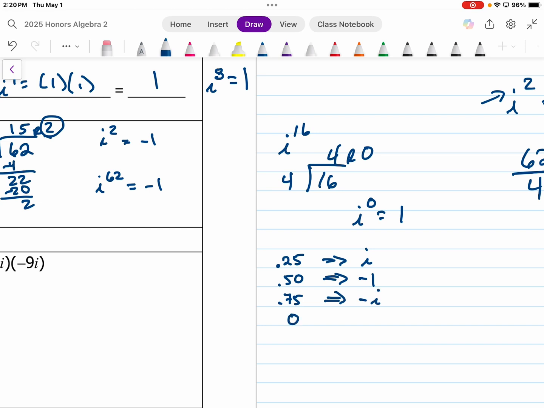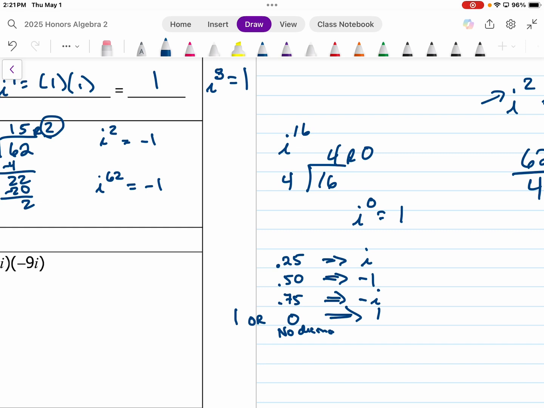If it comes out to be a whole number, so there's no decimal, then I am 1. Depends on how you want to phrase that. Does it divide into it evenly? It's 0.0000. That means I'm going to mirror I to the 4th, which is just 1.